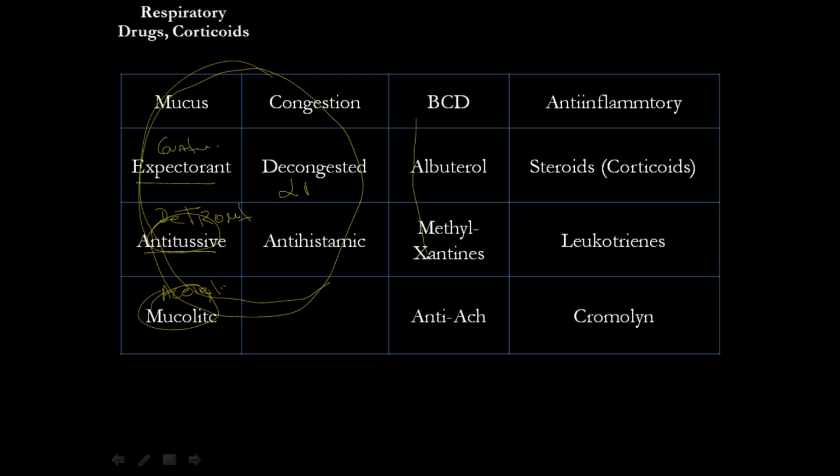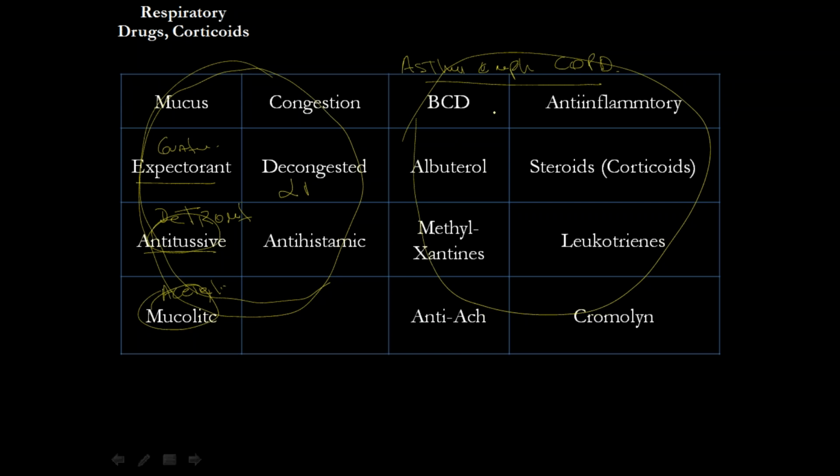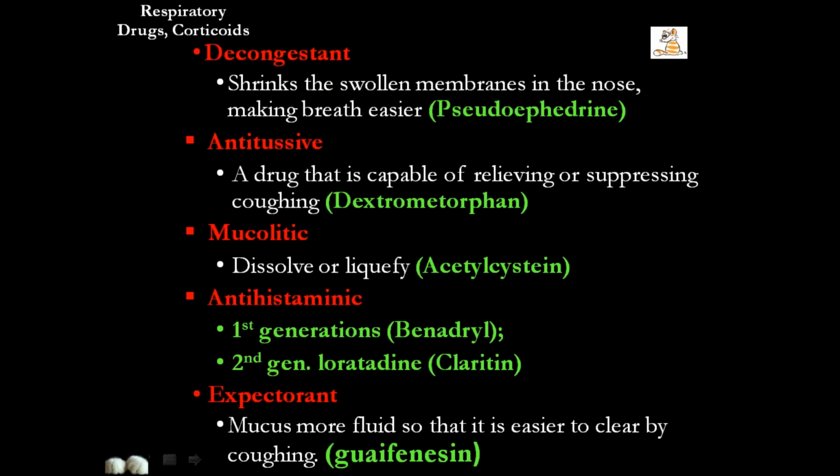The bronchodilators and the anti-inflammatories are going to be mostly used for a process of asthma, emphysema, COPD, and those are actually from the lower respiratory tract, and we are going to see each of them.